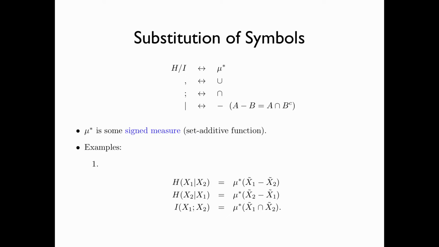Here are some examples. The entropy of X1 given X2 corresponds to mu star of X1 tilde minus X2 tilde, where X1 tilde is a set variable that corresponds to the random variable X1, and X2 tilde is a set variable that corresponds to the random variable X2. The entropy of X2 given X1 corresponds to mu star of X2 tilde minus X1 tilde. And the mutual information between X1 and X2 corresponds to mu star of X1 tilde intersect X2 tilde.